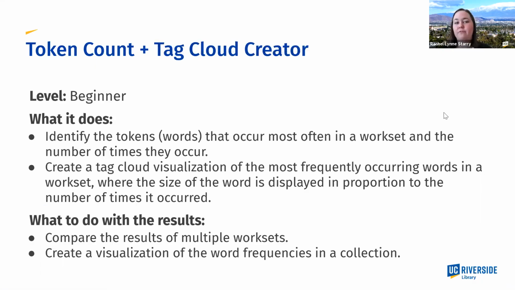So as I mentioned, there are 4 total algorithms, but only 3 of them are really text analysis methods. The very first one is the token count and tag cloud creator. What this particular algorithm does is identify the tokens or words that occur most often in a word set and count up the number of times they occur. It will output both the list of tokens and the number of times they occur, as well as a tag cloud or word cloud visualization of those most frequently occurring words, right?